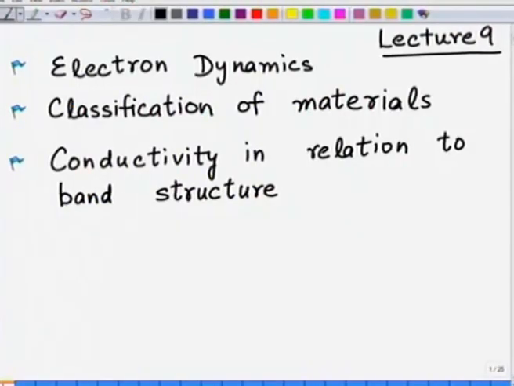Using the E-K diagram, the first thing I will do today is electron dynamics, and then we will again start looking at the classification of materials, and following that we will look at conductivity of materials in relation to the band structure. Let us see how far we go with this topic. If we do not finish, we will continue in the next lecture also. So, let us start with electron dynamics.